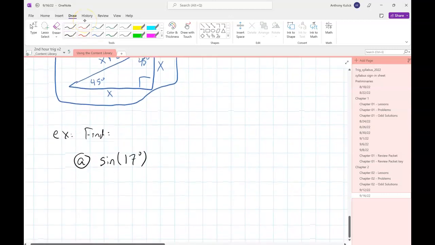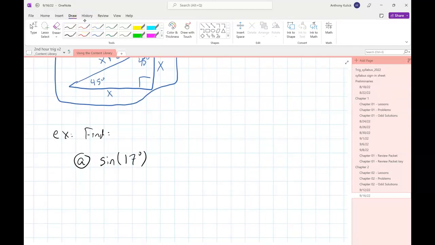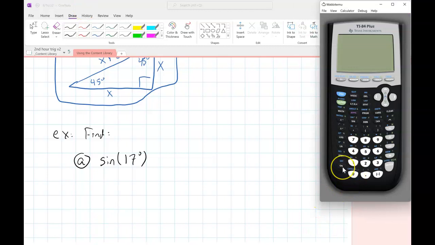Okay, what if I ask you to find sine of 17 degrees? Notice there's no special direction on this, right? So we have to use the calculator. Before I start typing this into my calculator, what should I check? That my calculator is in the correct mode. This problem says sine of 17 degrees. What mode should my calculator be in?